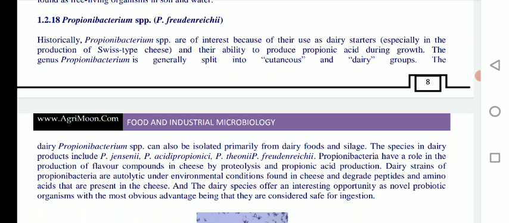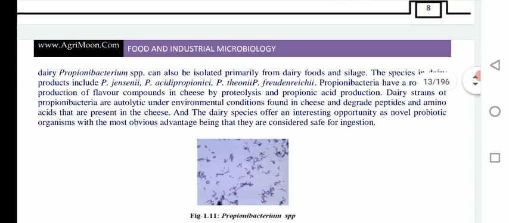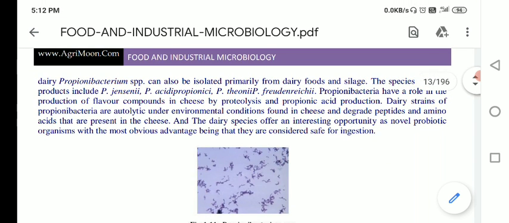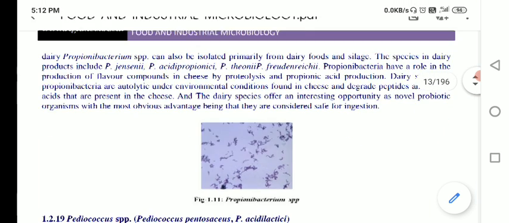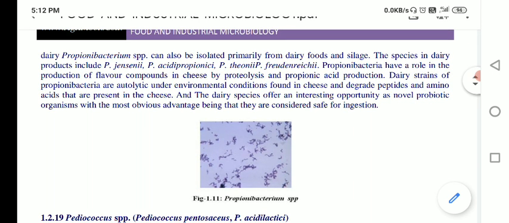The genus Propionibacterium is generally split into cutaneous and dairy groups. The dairy Propionibacterium species can also be isolated primarily from dairy foods and spillage. The species in dairy production include Propionibacterium jensenii, Propionibacterium acidipropionici, Propionibacterium thoenii and Propionibacterium freudenreichii. Propionibacteria have a role in production of flavor compounds in cheese by proteolysis of some proteins and propionic acid production.